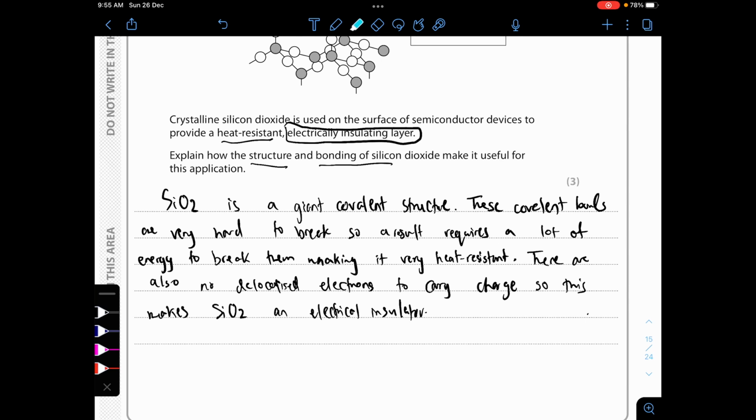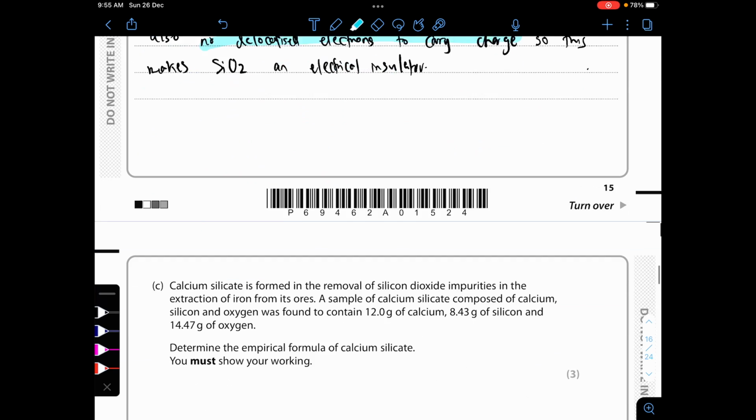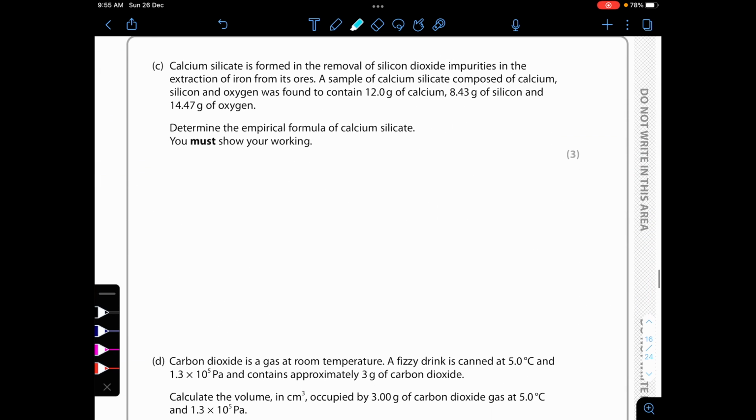So we talk about it's a giant covalent structure. Then we talk about that it requires a lot of energy to break the bonds. Then we talk about there are no delocalized electrons to carry charge, and that's why it's a good electrical insulator. So that's how the thing works. Let's move on to part C.